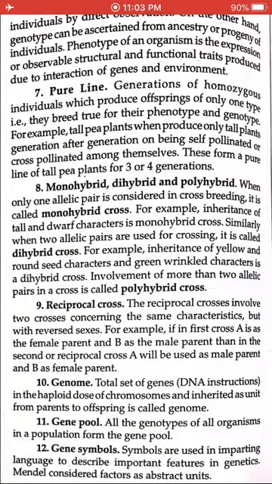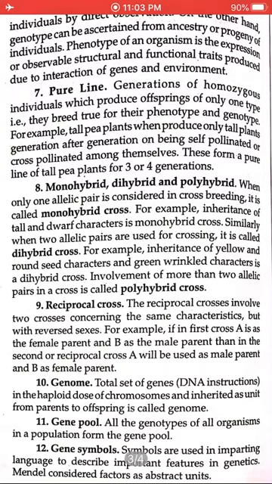Now, what is pure line? Pure line is a generation of homozygous individuals which produce offspring of only one type. When only one type of offspring is produced, that condition is known as pure line. Now there are terms like monohybrid cross, dihybrid cross and polyhybrid cross. Cross means hybridization, mixing of two genes. Monohybrid means a single set of alleles is crossed, dihybrid means two sets of alleles are crossed, and poly means more than two.